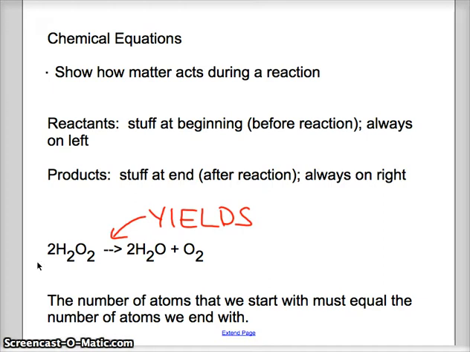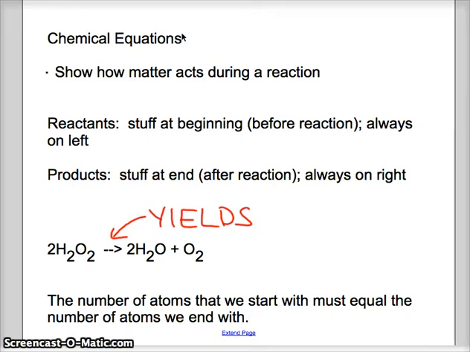Now, if you were counting atoms, before the coefficient, so ignore the coefficient for right now, we have 2 hydrogen, 2 oxygen. But since we have 2 molecules of that, we distribute the 2 to both of these subscripts, so I have 2 times 2 hydrogen, or 4 hydrogen, and 2 times 2 oxygen, or 4 oxygen. That's going to yield 2 times 2 hydrogen here, that's 4 hydrogen, 2 times 1 oxygen, that gives us 2, plus another 2 oxygen, so a total of 4 oxygens. 4 hydrogen, 4 hydrogen, 4 oxygen, 4 oxygen. The number of atoms we started with equals the number of atoms we end with.